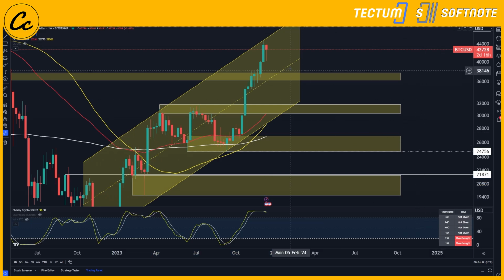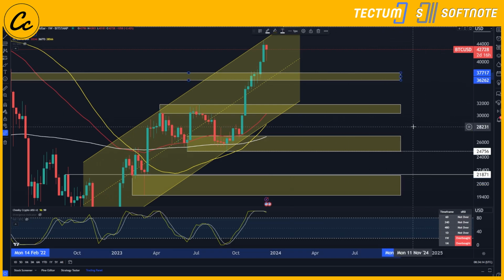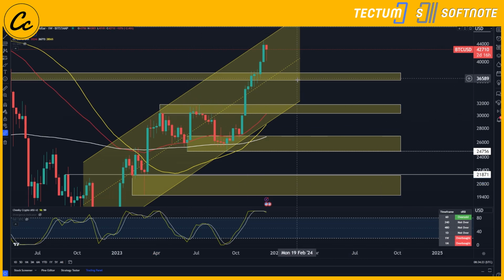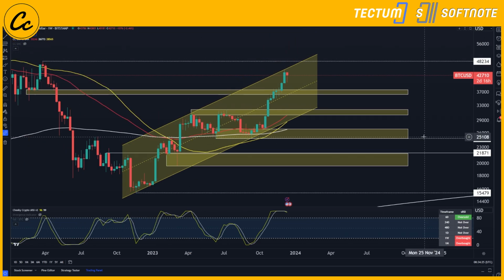Ultimately, I think we need to see how price reacts at 36, 37. Then if it loses that, 30 to 31, loses that, 24 to 26, and then of course we go down to 21. So I think for the most part, our weekly chart is very interesting.